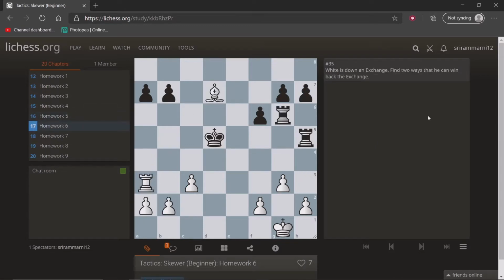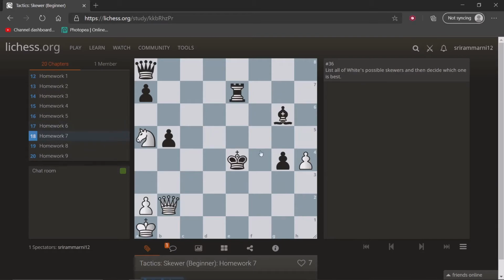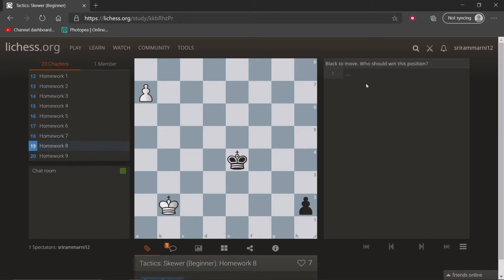Our sixth position. White is down in exchange. Find 2 ways that he can win back the exchange. The seventh position. List all of white's possible skewers and then decide which one is best. Alright, the eighth homework. Black to move. Who would win this position?